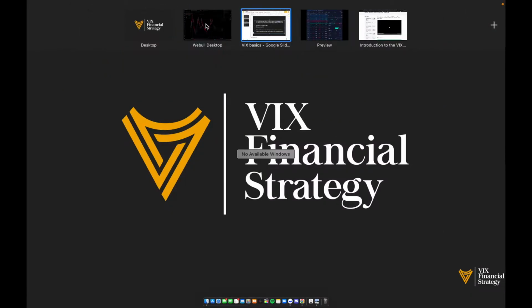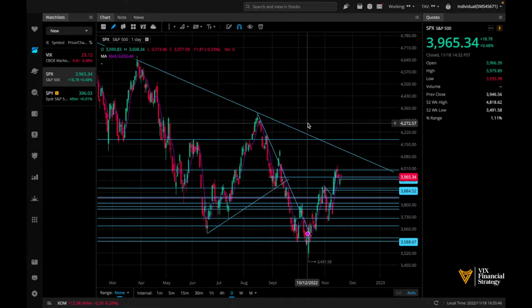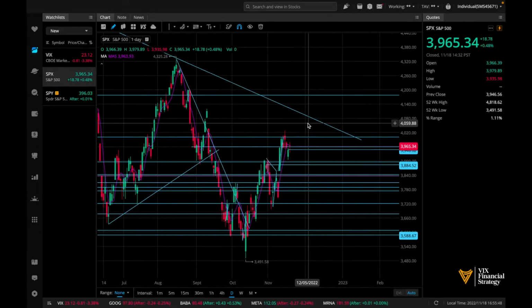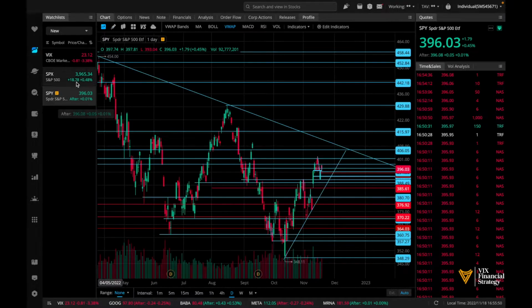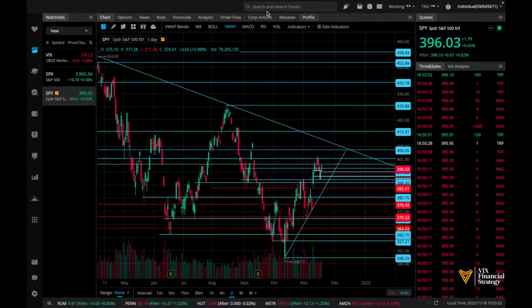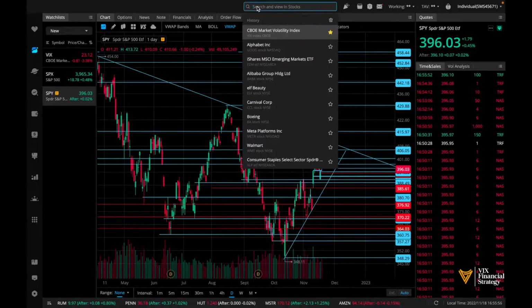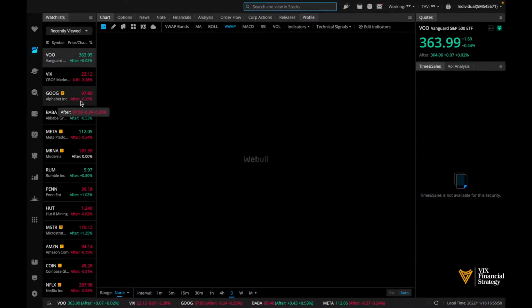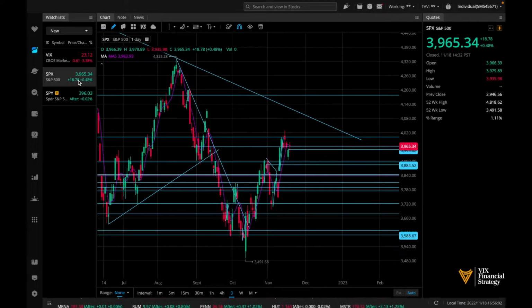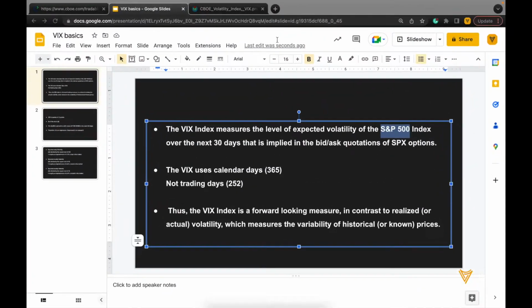The S&P 500, the SPX, is an index. You cannot buy shares of the SPX. You can buy shares of an S&P 500 ETF like SPY or ticker symbol VOO. There's a couple out there, but for the sake of the example, we're only going to be looking at SPX in its relation to the VIX. Now, back to the slides.